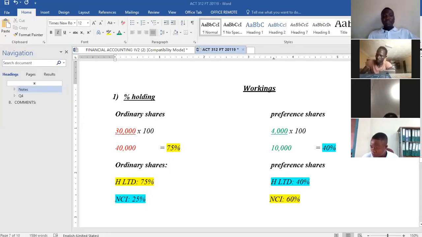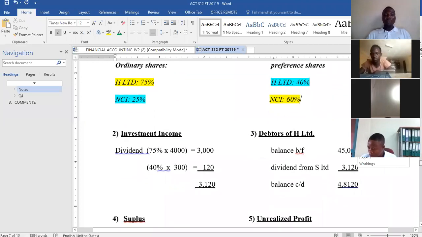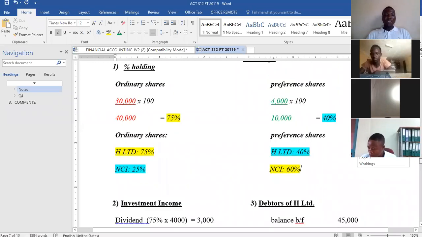And we learned from our last semester discussion the differences between preference shares and ordinary shares. One of the differences is that ordinary shareholders have the right to vote at the annual general meeting. Preference shareholders have no right to vote at the annual general meeting. So despite the fact that H is having the minority in preference shares, it doesn't mean that he is not controlling the company. We determine control using only the ordinary shares. So this is the first working that you do.